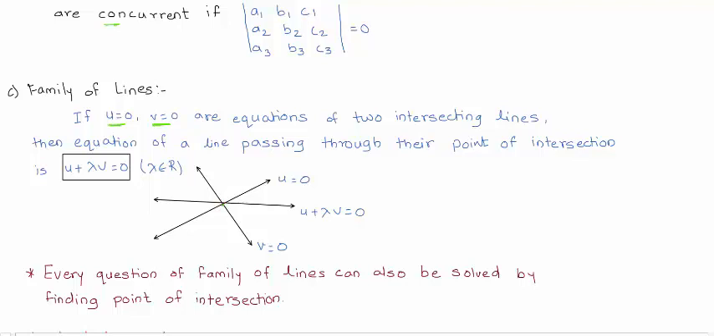Let us consider u equal to 0 and v equal to 0 as any two lines passing through a point, that is, they are intersecting. And this u plus lambda v is any random line passing through this point, let us say P. If u and v are intersecting, then point P can have infinite lines of this type. Okay, students, and all those lines are given by equation u plus lambda v equal to 0. They have a common type of equation. Only value of lambda keeps on changing. Okay, students, every equation of family of lines can also be solved by finding point of intersection. This we'll see elaborately while we solve some problems.